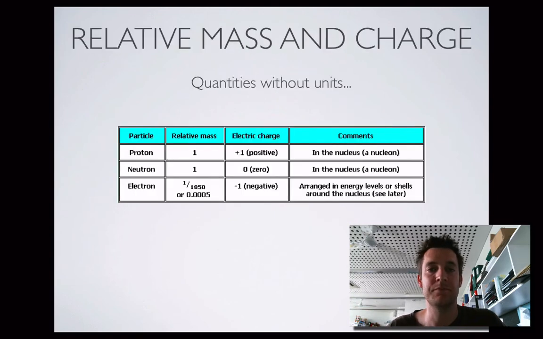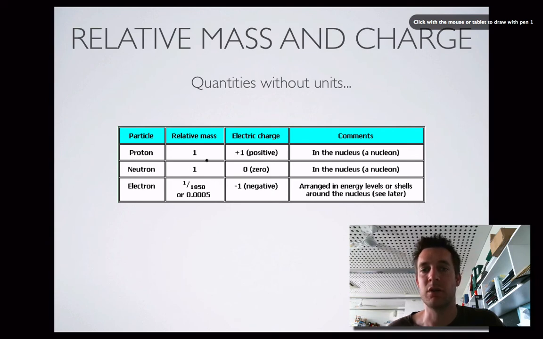Let's quickly look at the properties of those subatomic particles, and the most important properties as far as we're concerned are their mass and their charge. They're relative quantities, so they don't have units. They're related to a 1/12 of the mass of a carbon-12 atom. If a proton has a relative mass of 1, it means that its mass is exactly 1/12 of the mass of a carbon-12 atom. It doesn't matter too much at this stage what they're relative to.